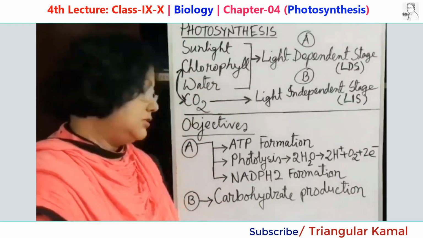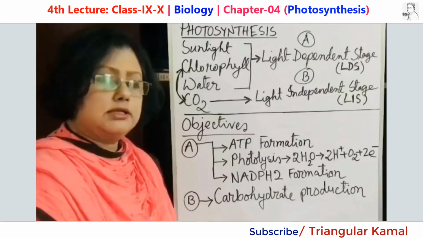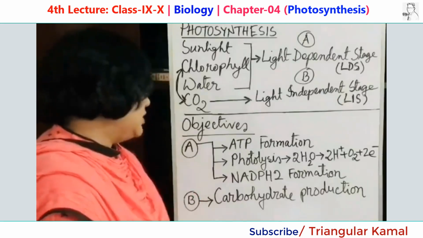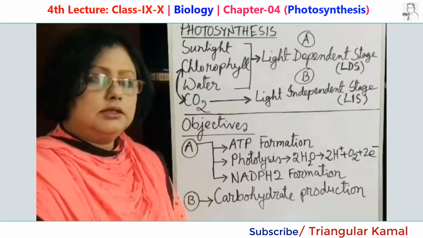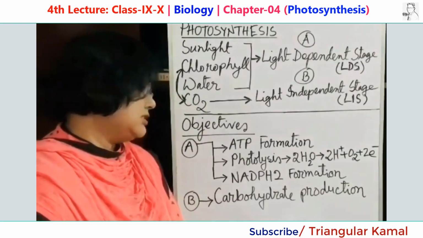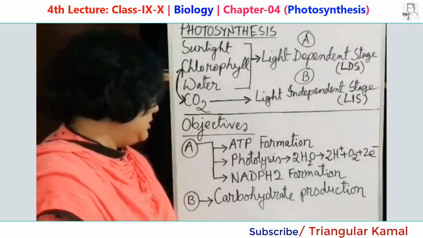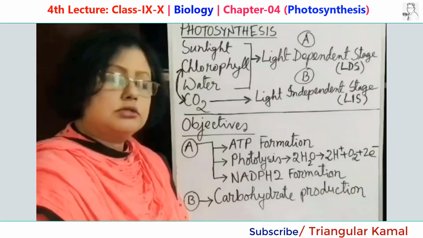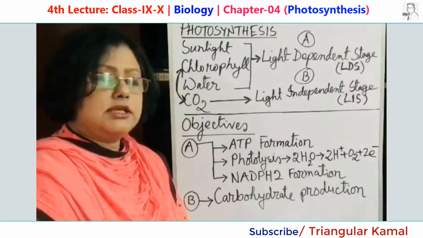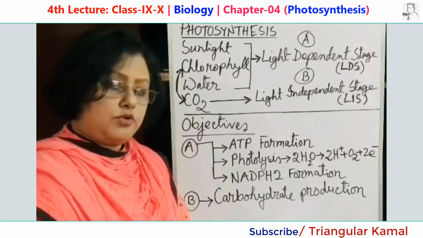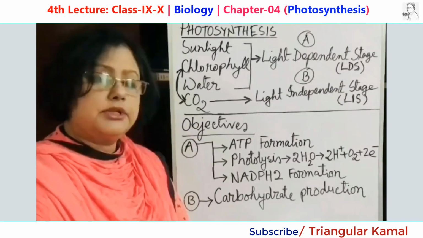Now come to the third point. What is that? NADPH2. This is also another kind of energy molecule. So what is it doing? It supplies energy in the photosynthesis light independent stage. What is the full form of this? Its full form is nicotinamide adenine dinucleotide phosphate hydrogen, and it is used to reduce carbon dioxide to produce carbohydrate or lipid or protein in the light independent stage.